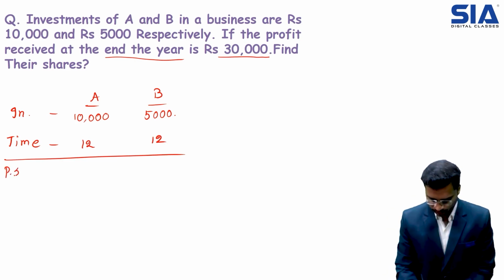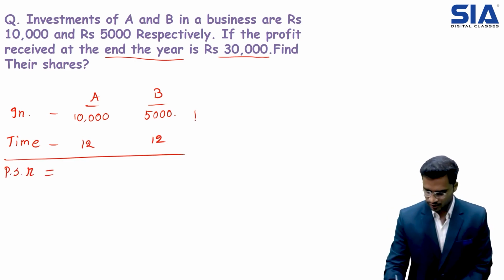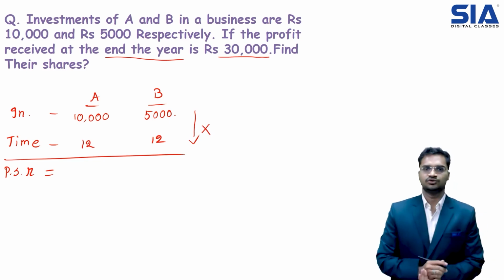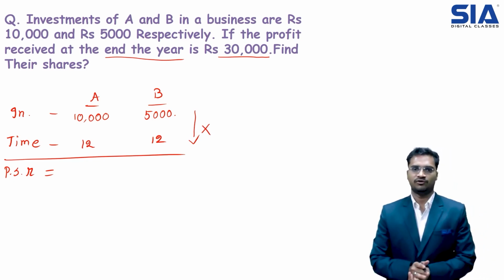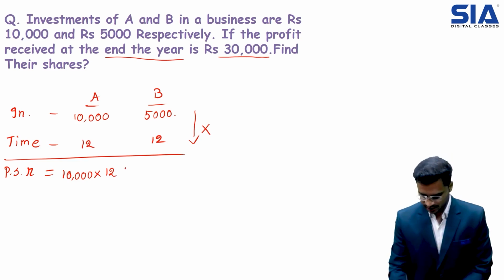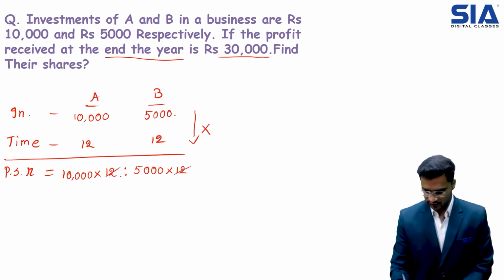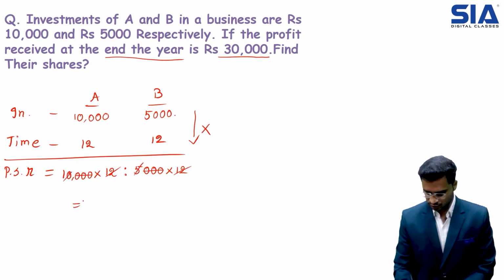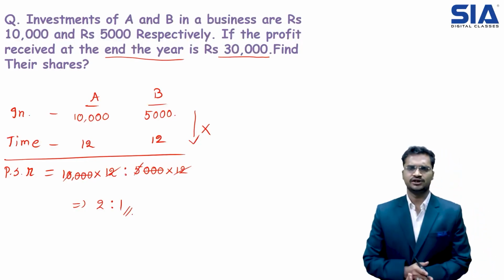We know that profit sharing ratio is equal to investment multiplied by time. Here A's investment is 10,000 and time period is 12 months. In the same way, B's investment is 5,000, time period is 12 months. Here 12 and 12 get cancelled, 3 zeros get cancelled, 5 ones are 5, 5 twos are 10. So the profit sharing ratio of A and B is 2:1.